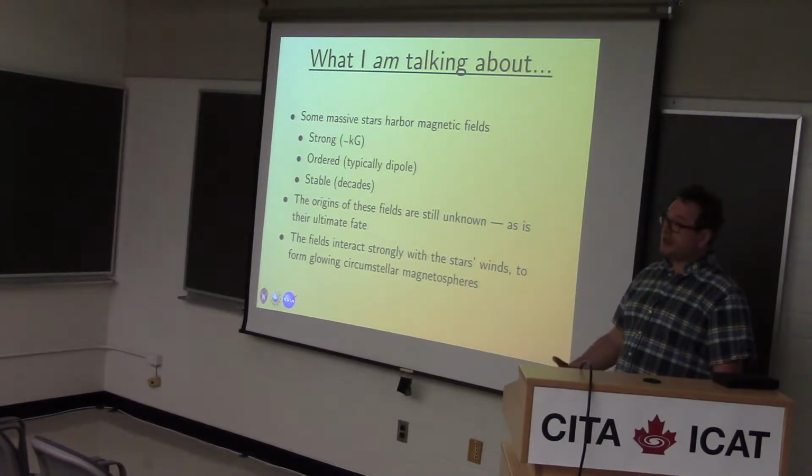And so the interaction between the wind and the field can potentially lead to interesting circumstellar structures that we call magnetospheres. A magnetosphere is just a region of space where the dynamics of plasma is controlled by a magnetic field. So that's what I'm going to talk about today, these circumstellar magnetospheres around massive stars.